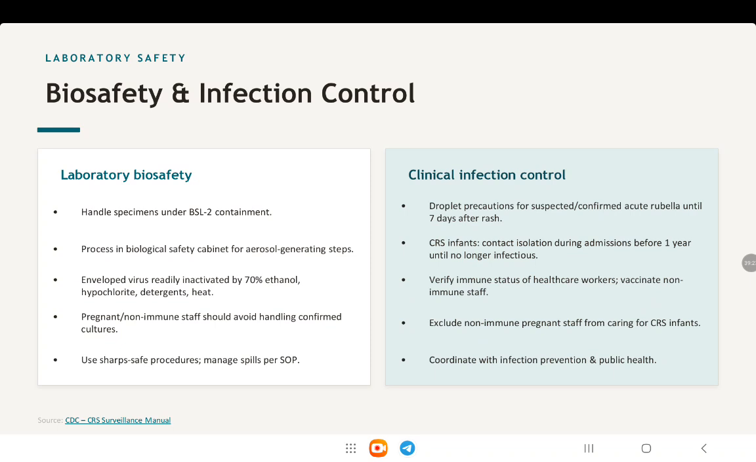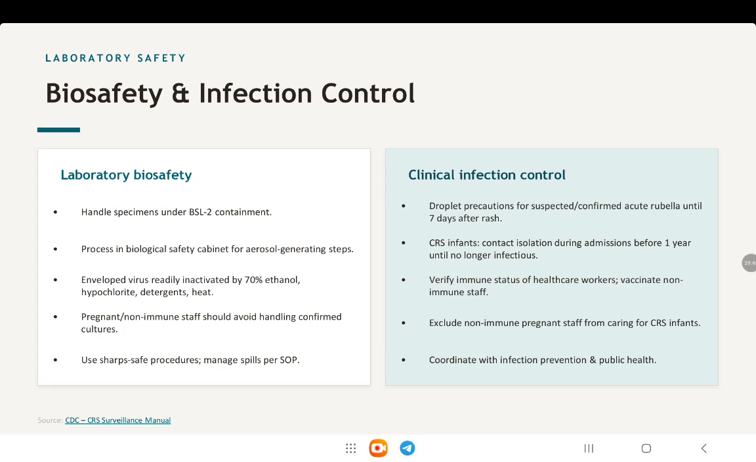Biosafety and infection control. Rubella should be handled under biosafety level 2. Any procedure that may generate aerosol should be performed inside a biological safety cabinet. Because rubella is an enveloped virus, it is easily destroyed by alcohol, detergent, and heat.